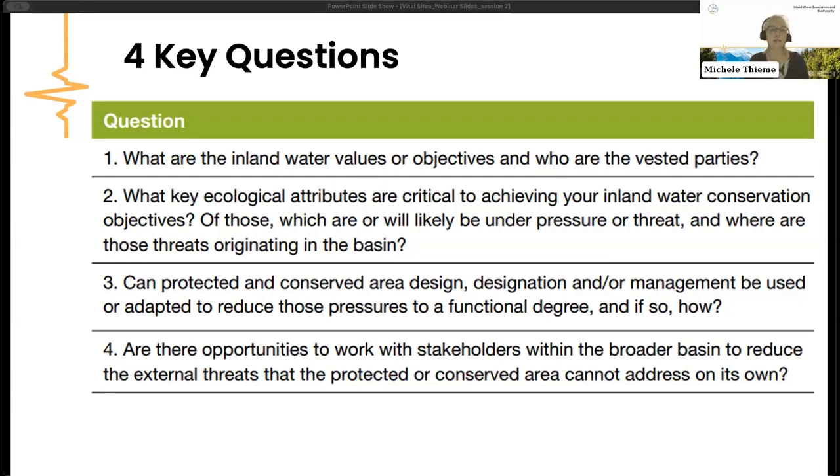Second is, what are the key ecological attributes that are critical to meeting those objectives? And what kind of threats or pressures are originating outside of or within the area that you're looking at protecting? Third, can the protected and conserved area design, designation, or management be used to reduce those threats? And if so, how? And finally, are there opportunities to work with stakeholders outside of the protected area to also reduce those threats? Next slide, please.